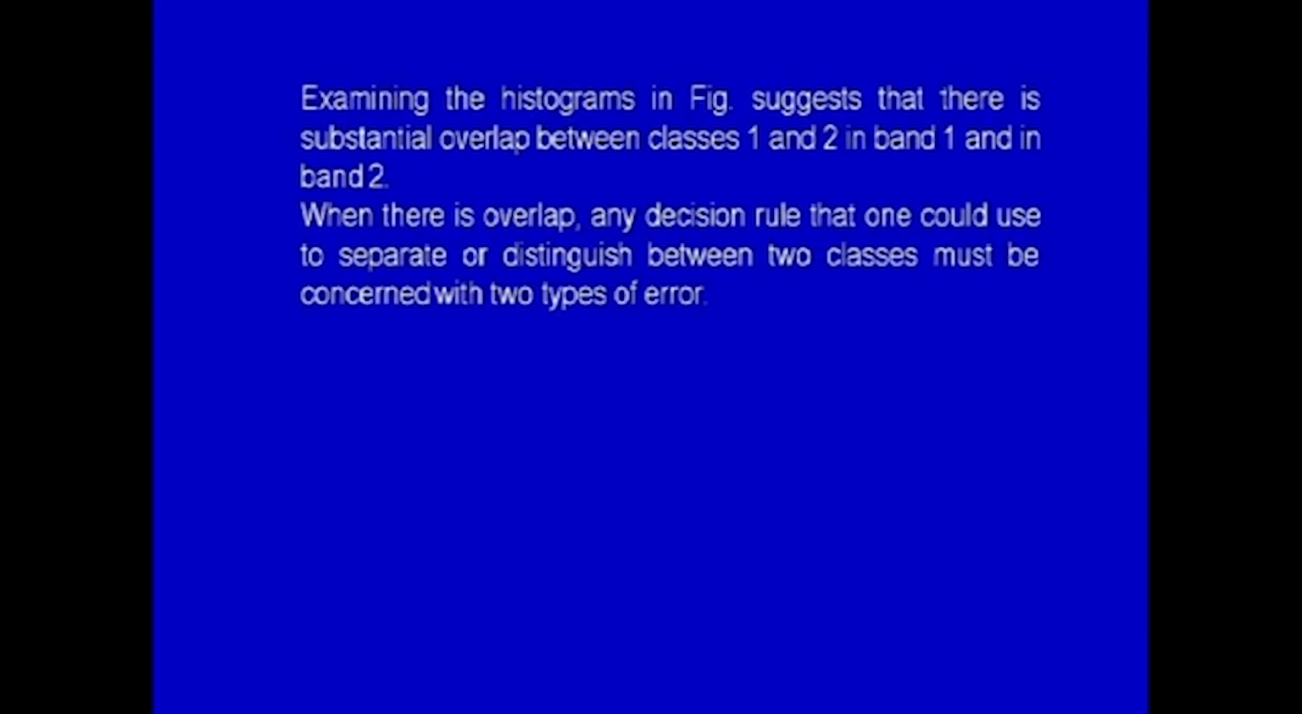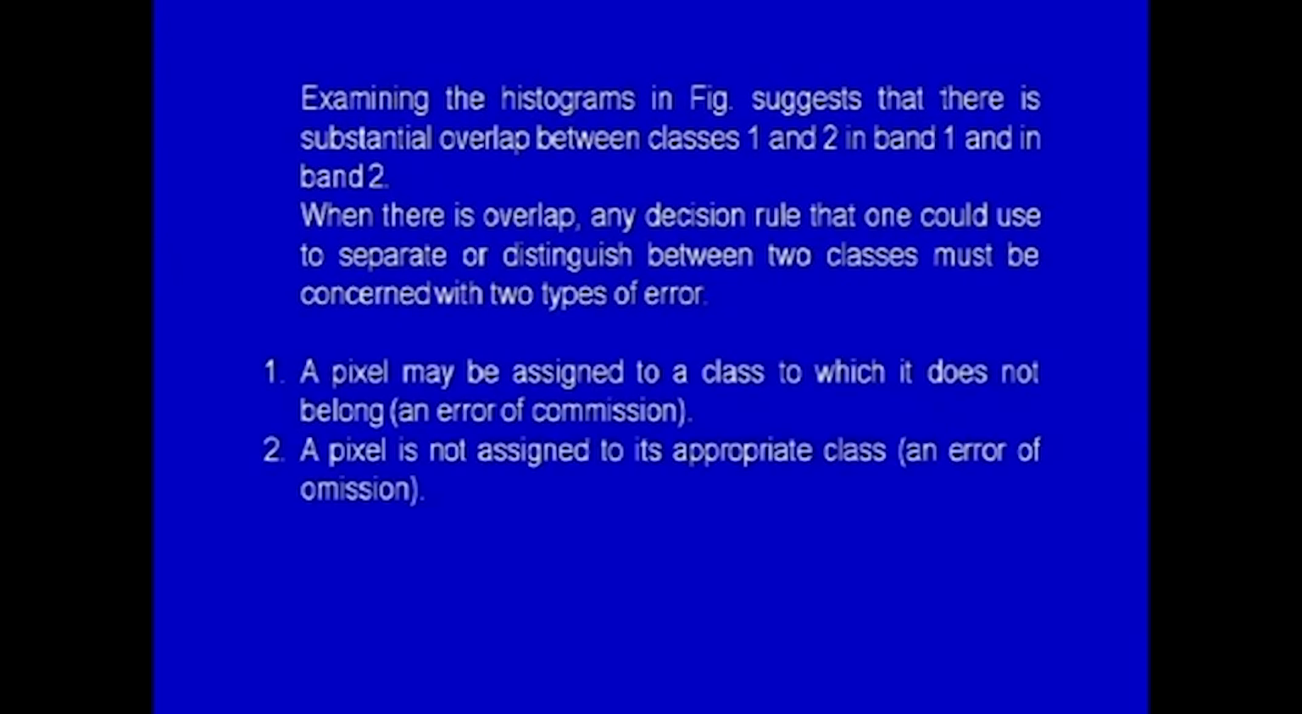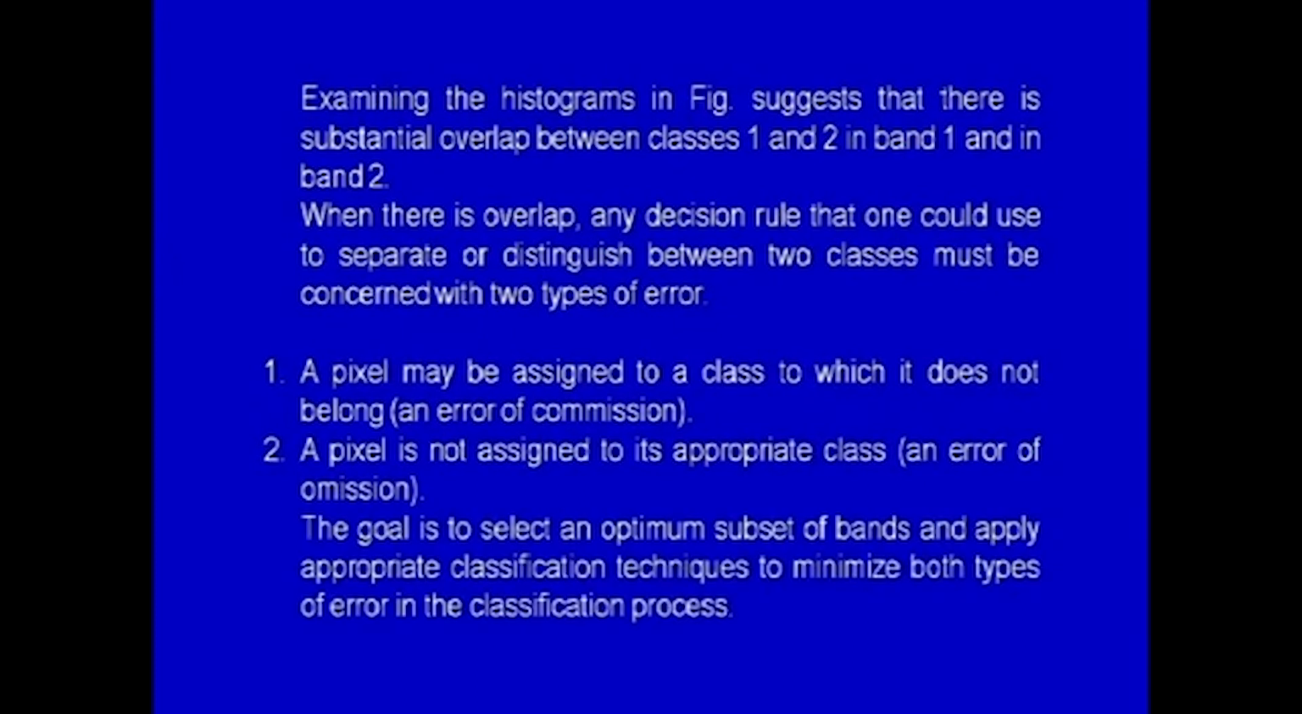When there is an overlap, any decision rule used to distinguish between two classes must be concerned with two types of error. First, a pixel may be assigned to a class to which it does not belong, that is an error of commission. The second is a pixel not assigned to its appropriate class, that is an error of omission. The goal is to select an optimum subset of bands and apply an appropriate classification technique to minimize both types of errors in the classification process.